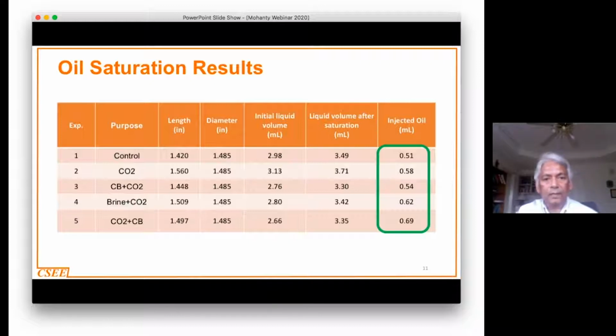If you see here in this column, we have the initial liquid content from NMR. In the next column, we have the liquid content after the oil saturation. As you can see, they have changed by a little bit. So this is the injected oil, by subtracting this from that. The injected oil is of the order of 0.5, 0.6 milliliters. That's all the oil we can put in at this high pressure into these outcrop shales.